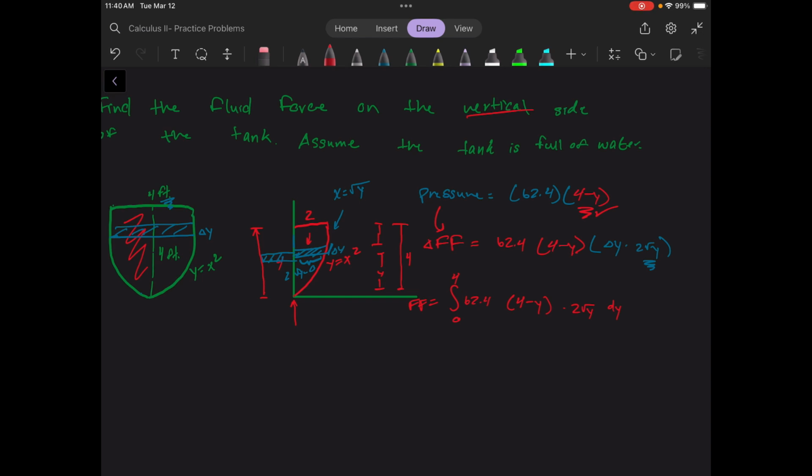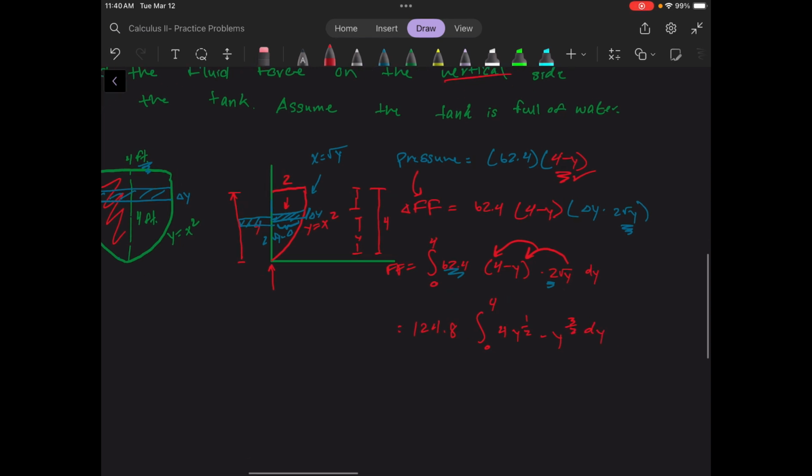Now, let's see if we can pull the 62.4 and the 2 out of the integral. Doubling 62.4, you're going to get 124.8. Then we're integrating from 0 to 4. Let's distribute this square root of y into there and there. We're going to get 4y to the 1/2 minus y to the 3/2. So this is a very doable integral. And if you're allowed to use your integral capable calculator on the test, you could just stop right here and plug it all in. But we'll go a bit further.